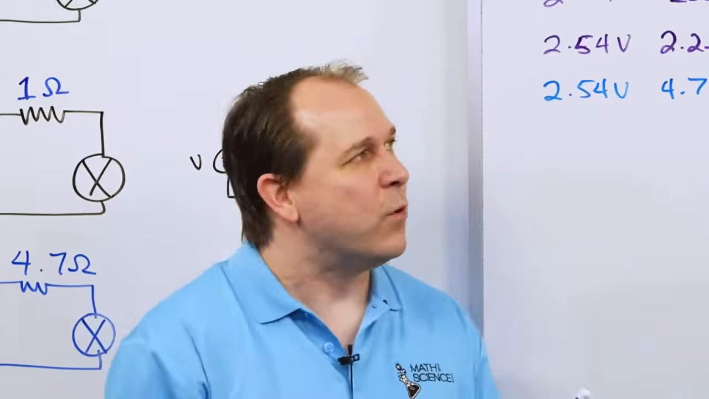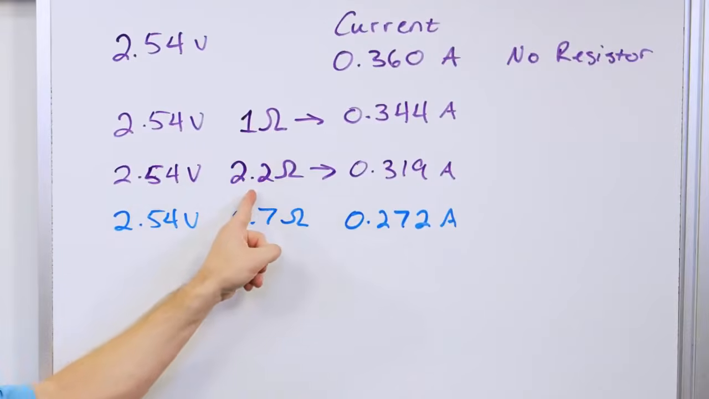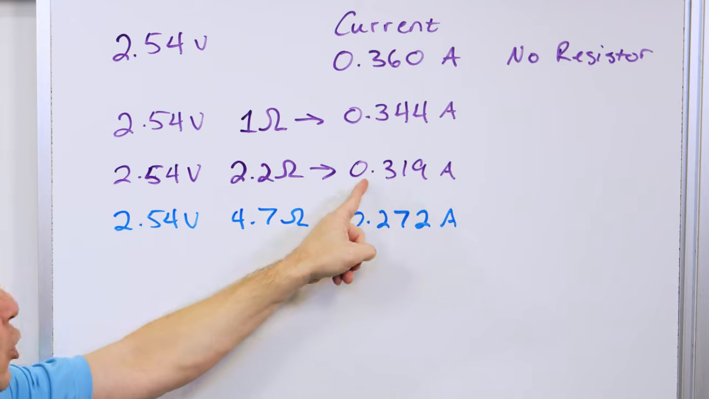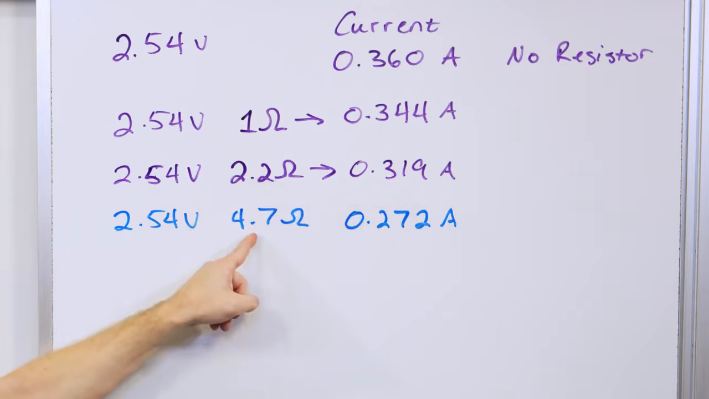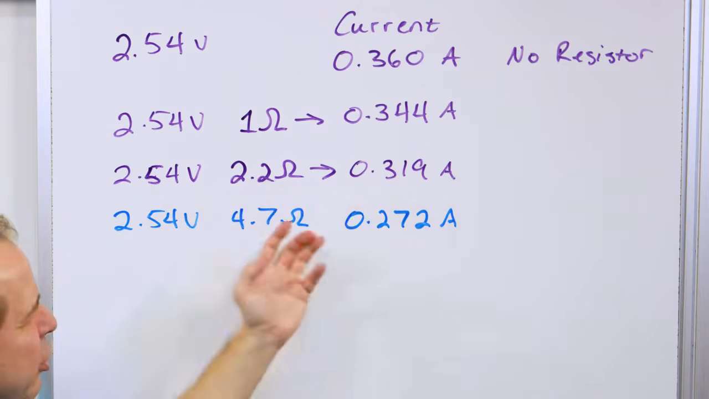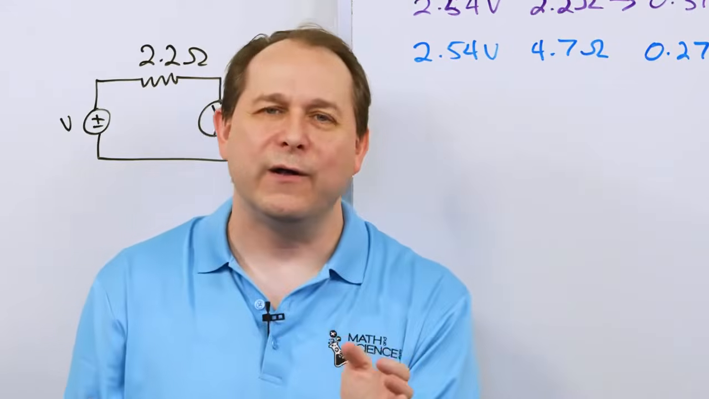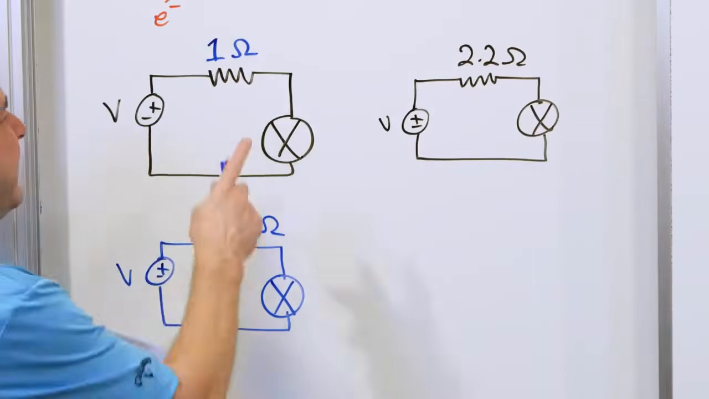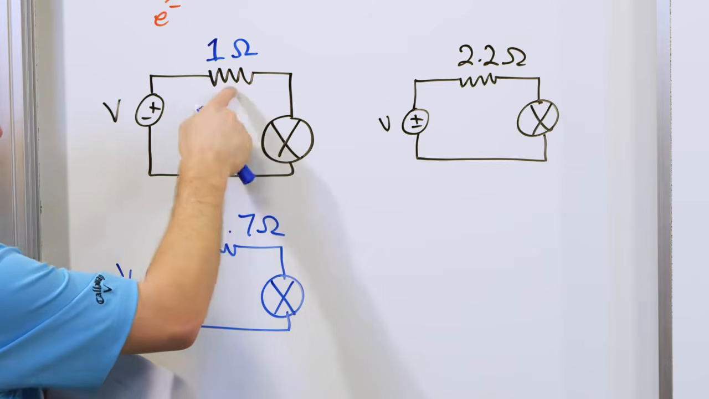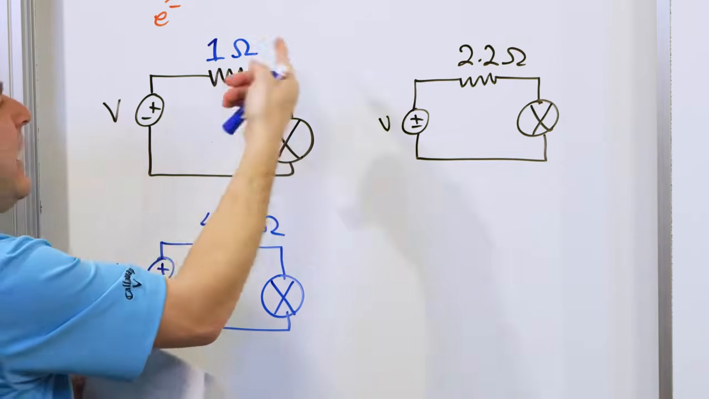Now you might say, well, wait a minute, we went from 1 ohm to 2 ohm, but the current did not get cut in half. We went from 2 ohms to about 4.7 ohms, that's about double the resistance, but the current didn't quite get cut in half. Why? Well, it's because when you draw the diagram out, you see that the resistance here that we put in there is not the only thing in the circuit.